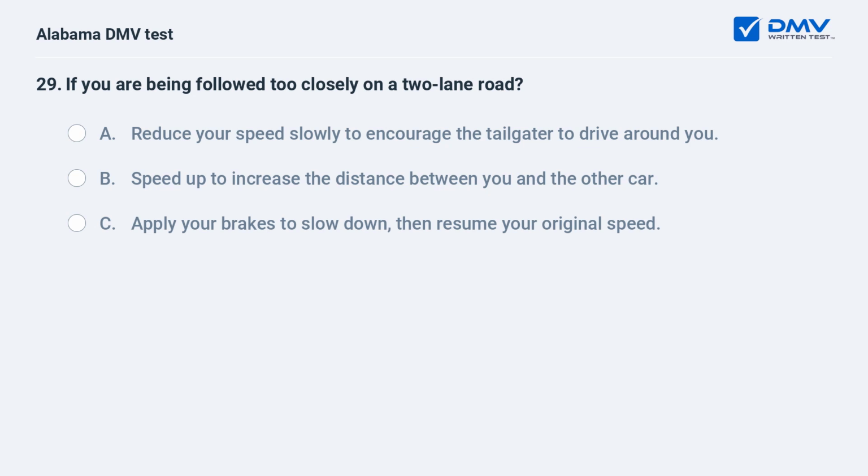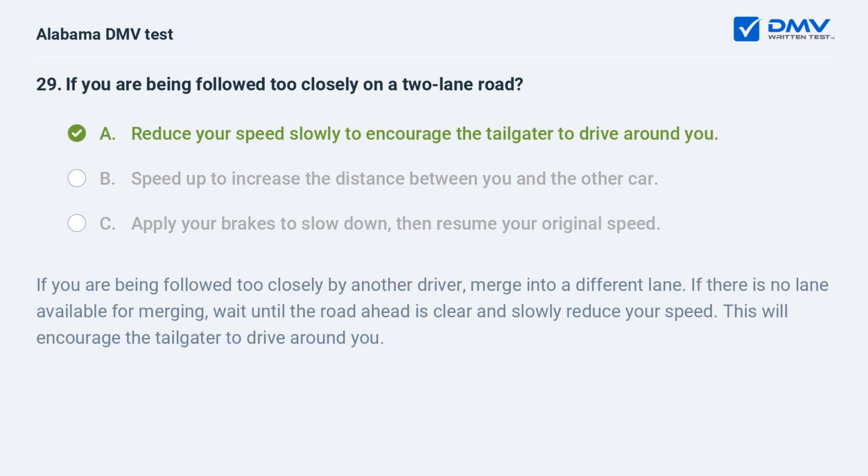If you are being followed too closely on a two-lane road, A. Reduce your speed slowly to encourage the tailgater to drive around you. B. Speed up to increase the distance between you and the other car. C. Apply your brakes to slow down, then resume your original speed. A. Reduce your speed slowly to encourage the tailgater to drive around you.